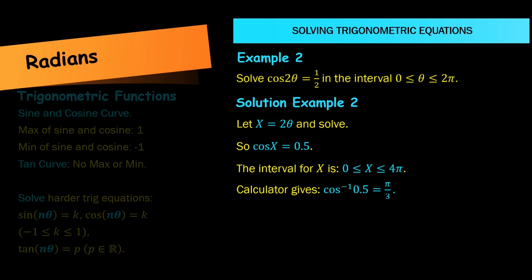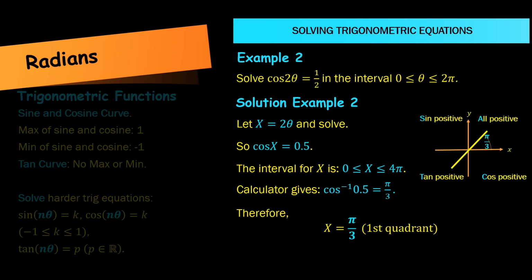The calculator, or from memory, gives us that cos inverse 0.5 equals pi by 3. And therefore, x equals pi by 3 in the first quadrant. However, there are of course other solutions in this interval, namely 5 pi by 3 in the fourth quadrant, and up to 4 pi, there are other solutions as well.